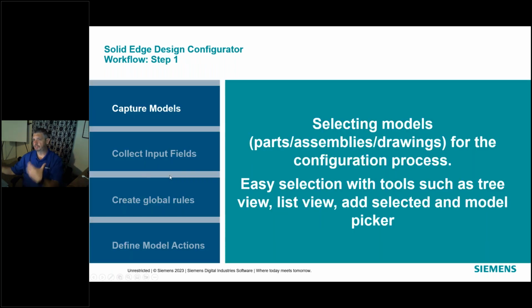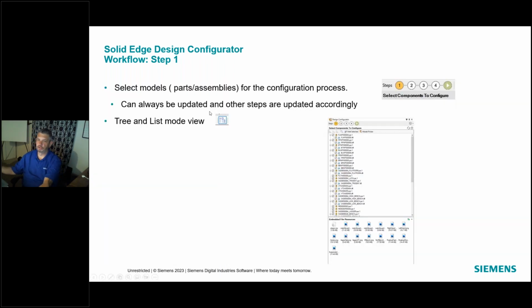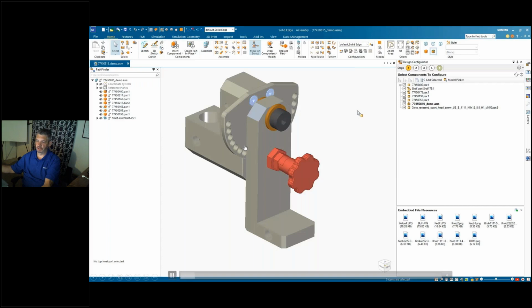Again, being able to select the model part, assembly and drawings, go through the configuration process, the tools are there. We have a tree view, list view, that makes it easy to go through and select those models. So you can see here, looking at the configuration steps, we're going to go into step 1, step 2, step 3, and walk through consistently and repeatedly how we're creating these configurations.